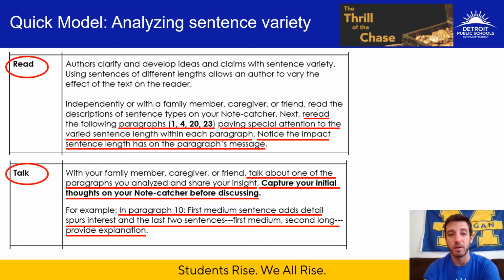So today I'm going to model for you the reading part, where I'm going to actually read paragraph 1 and paragraph 2, and then I'm going to model how I would reflect on what the sentence variety was like in both those paragraphs. Paragraph 1 is one of the 4 that you're going to be asked to read on your own, so I'm giving you a freebie with that one. Paragraph 2 is not, but paragraph 1 is, which means after you watch this video, you'll still have to do paragraphs 4, 20, and 23 on your own.